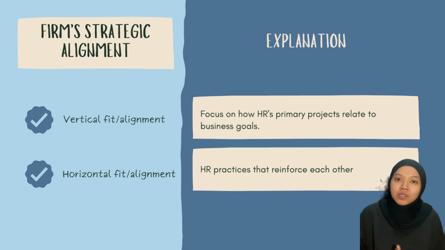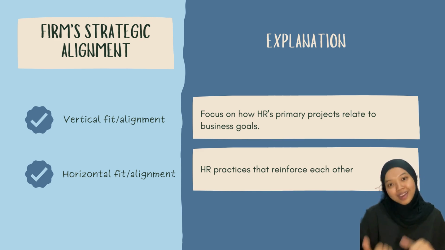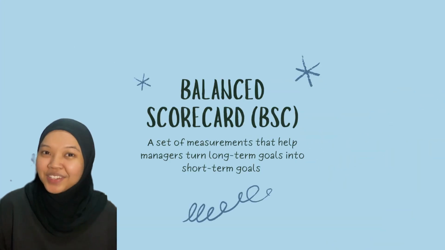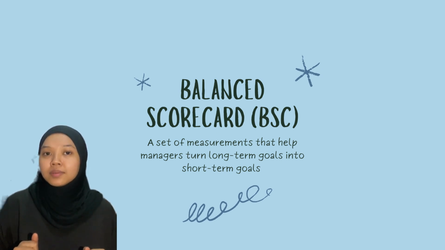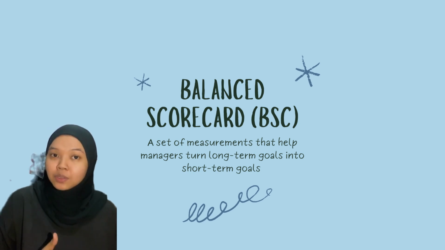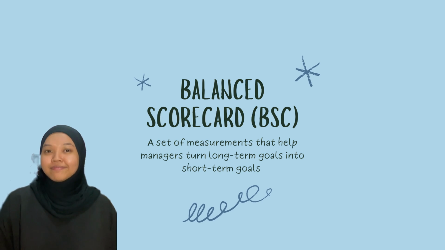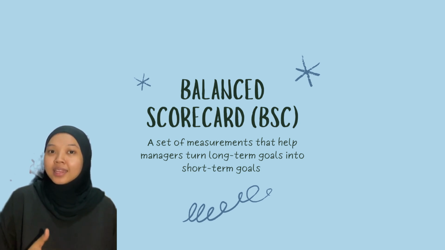So the first one pays close attention to how the company's goals and the HR department's primary efforts are vertically aligned. And the second one is HR practices that are horizontally coordinated with one another in a way that reinforces each other. I will explain more in the next slide. Look at that slide. It's called a balanced scorecard. Ever heard of it? It is a measurement framework that helps managers translate strategic goals into operational objectives. In other simple words, it's a set of measurements that help managers turn long-term goals into short-term goals.